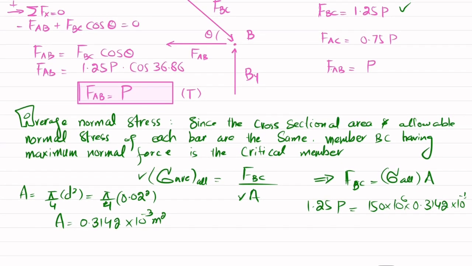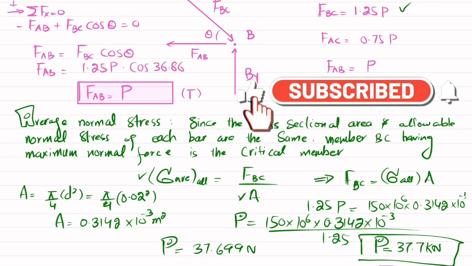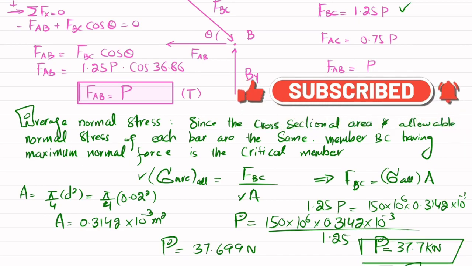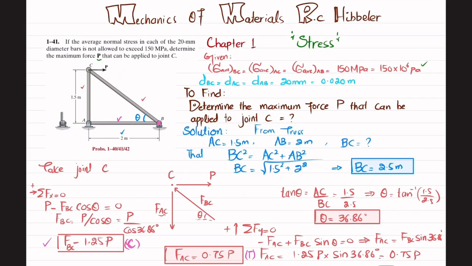And when you calculate it, you will get P will be equal to 150 into 10 raised to power 6 into 0.3142 into 10 raised to power minus 3 divided by 1.25. And you will get this load P will be equal to 37,699 Newton, or this P is equal to 37.7 kilo Newton, which is the answer of this question. And that was all about this problem 1-41.